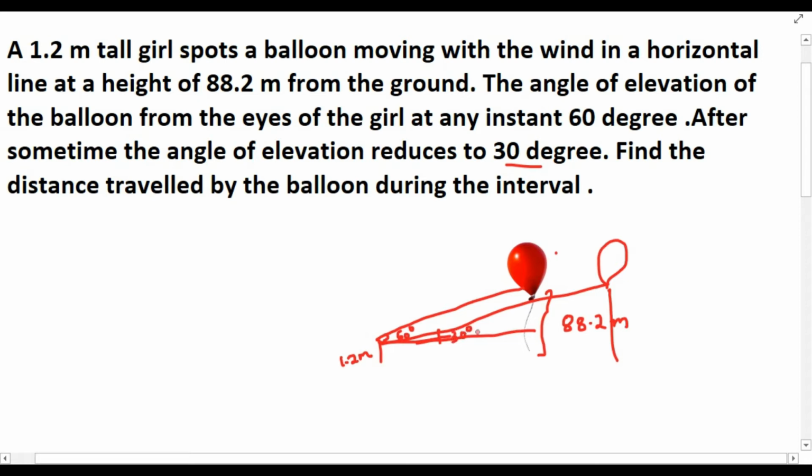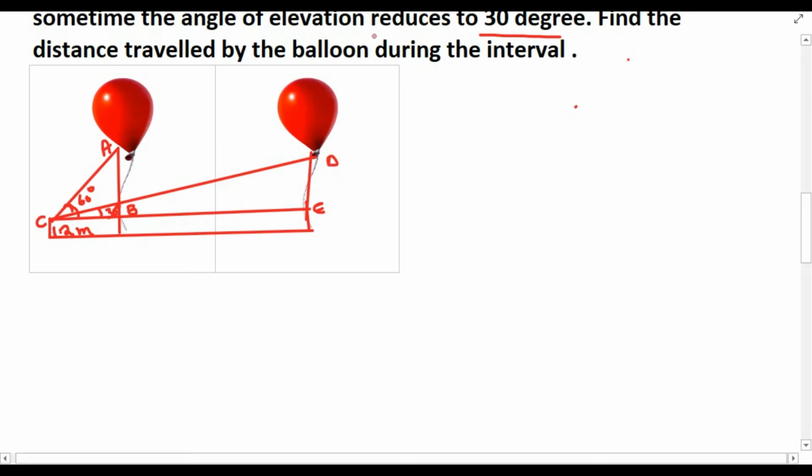Now let's see how to draw the figure and solve this problem. Now let us solve this problem. Consider the triangle, first case, we will consider the triangle ABC. A, B and C.